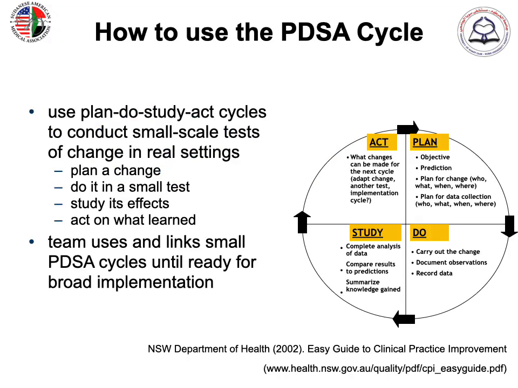Make a plan and predict what will happen, plan for change: who, when, how, where, and then plan data collection. Then do the intervention, carry out the change, document the observations, record the data. Then you need to collect the data again to see the impact of this intervention. If it is doing good to the system, then you are going to try it on a larger scale. If it is not, then you need to make changes in the process.